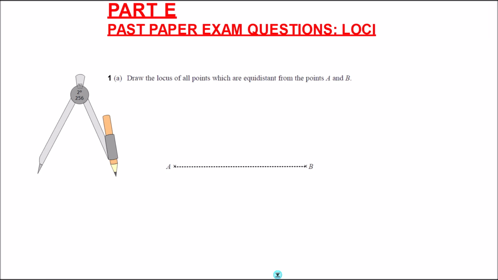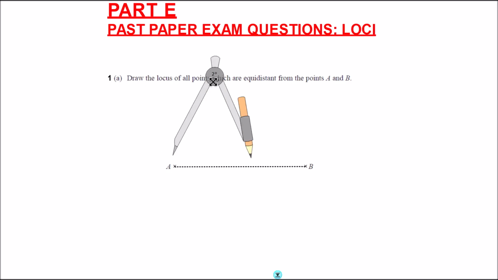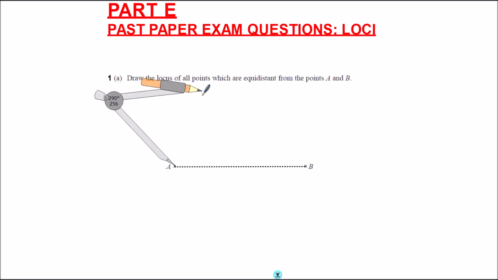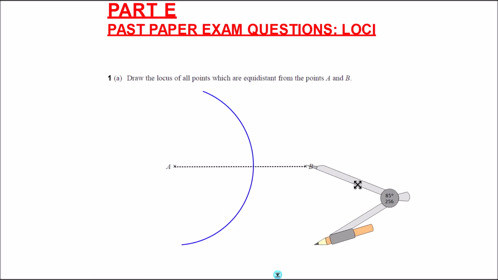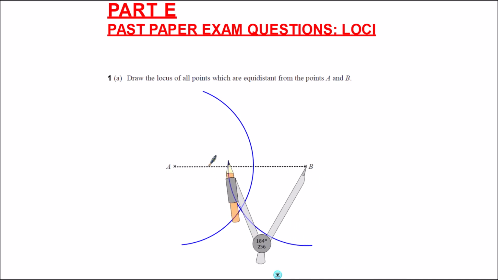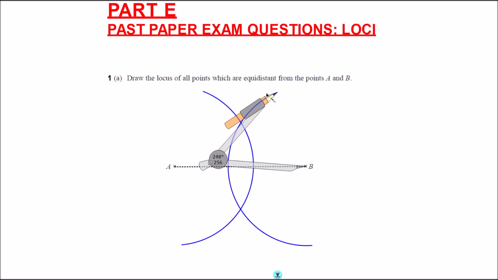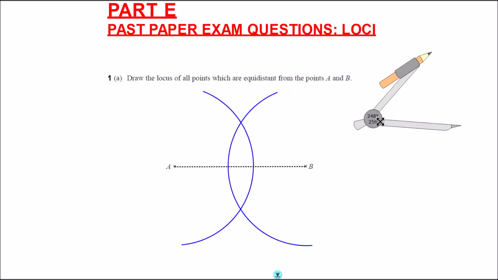And then from one end of the line, so for example from A, we're going to put our compass needle on A, make sure the compass width is more than halfway along the line, and we're going to do a semicircular curve above and below the line. We're going to move the compass needle to the other side where B is, and do the same at B. So the curves cross at 2 distinct points.